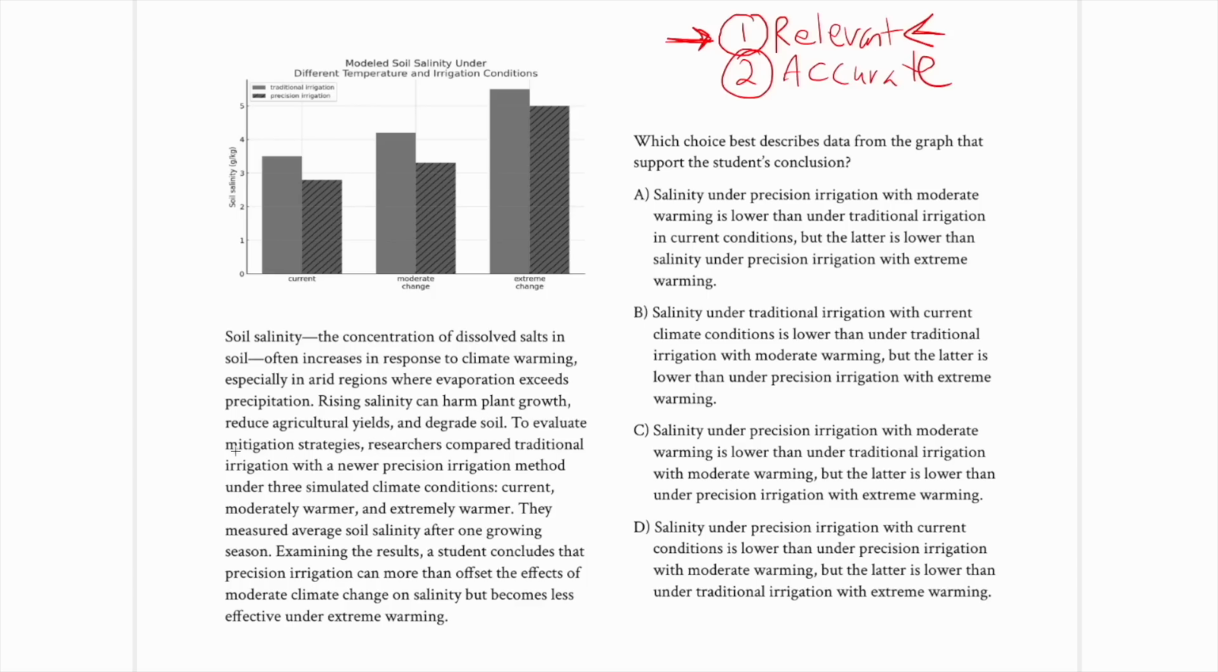Okay, to evaluate mitigation strategies, basically strategies for mitigating or cutting down on this potential problem, researchers compared traditional irrigation with a newer precision irrigation method under 3 simulated climate conditions: current, moderately warmer, and extremely warmer. They measured average soil salinity after one growing season. Examining the results, a student concludes that precision irrigation can more than offset the effects of moderate climate change on salinity, but becomes less effective under extreme warming.